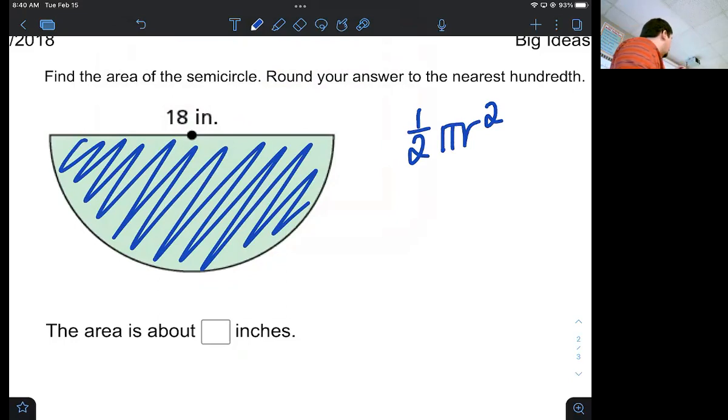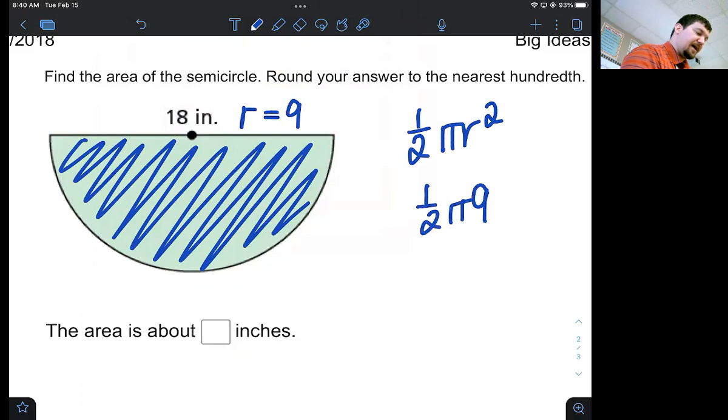Sierra, what would the radius of the semicircle be? 9, perfect. So if that diameter is 18, because it goes from one side to the other side, the radius is going to be 9. So we're going to do 1/2 times pi times 9 squared. 9 squared is what, Caden? 81. So there's a starting spot.